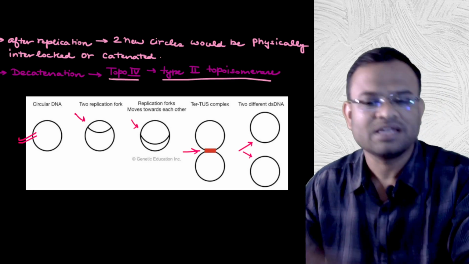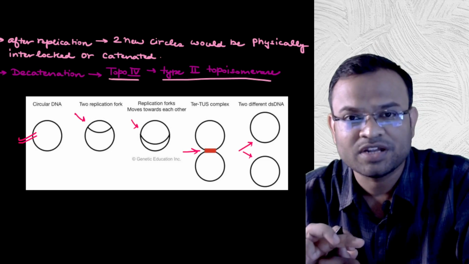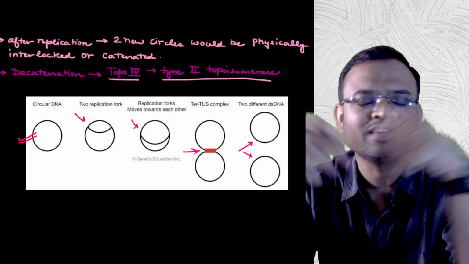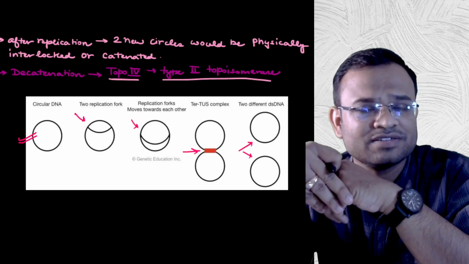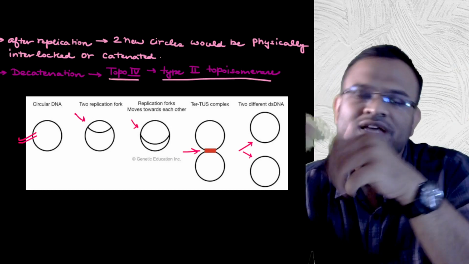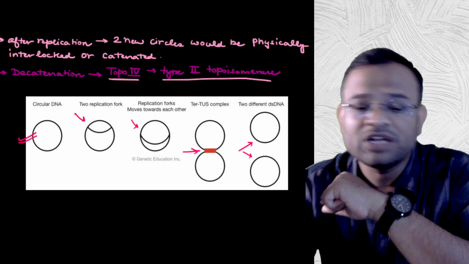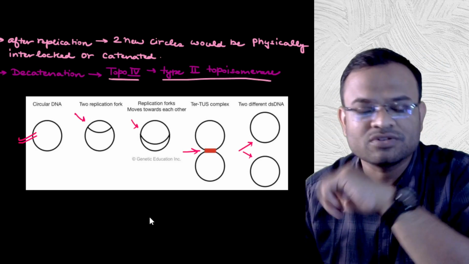Now this is the end of basically termination. With this, when the topoisomerase 4 comes, it removes this catenated structure. It is called as decatenation enzymes. This will mark the end of termination in the prokaryotes. So I believe you would have understood this concept pretty well.